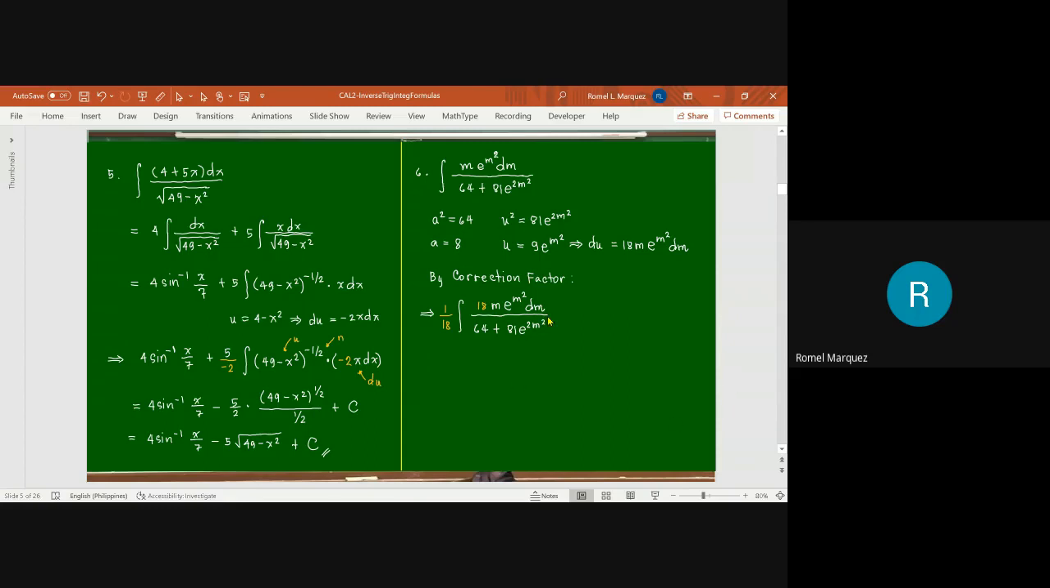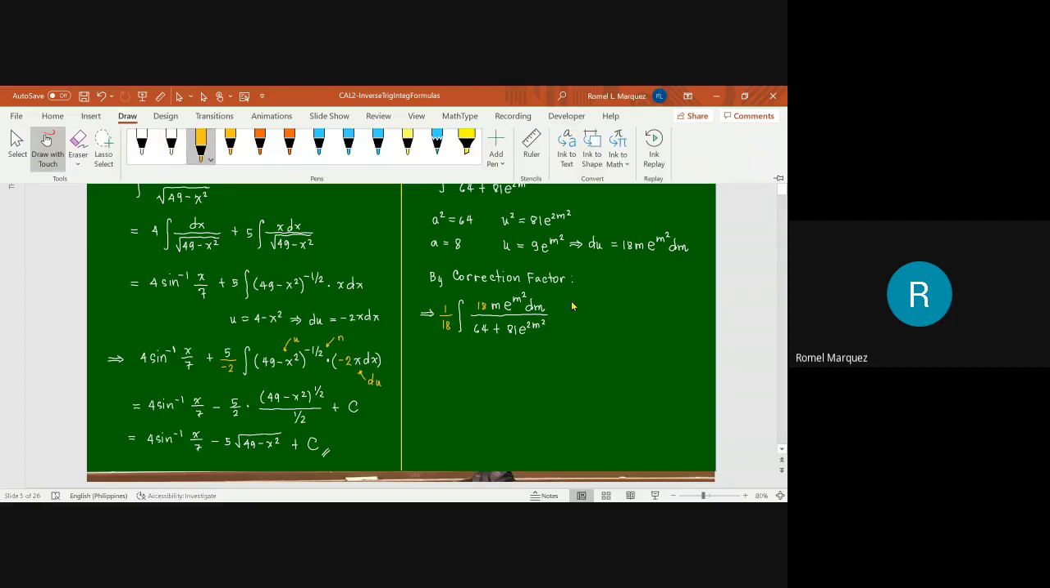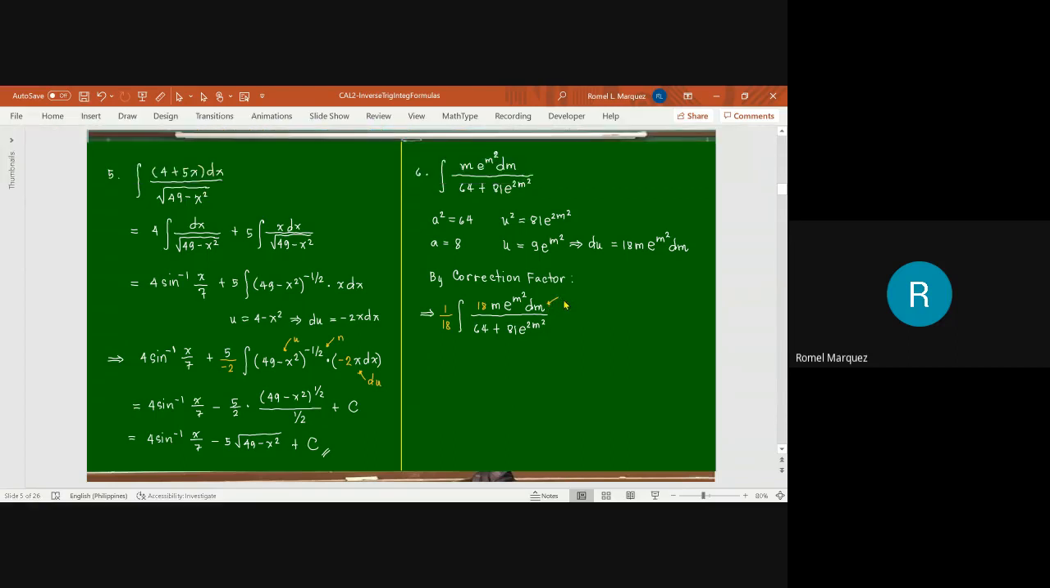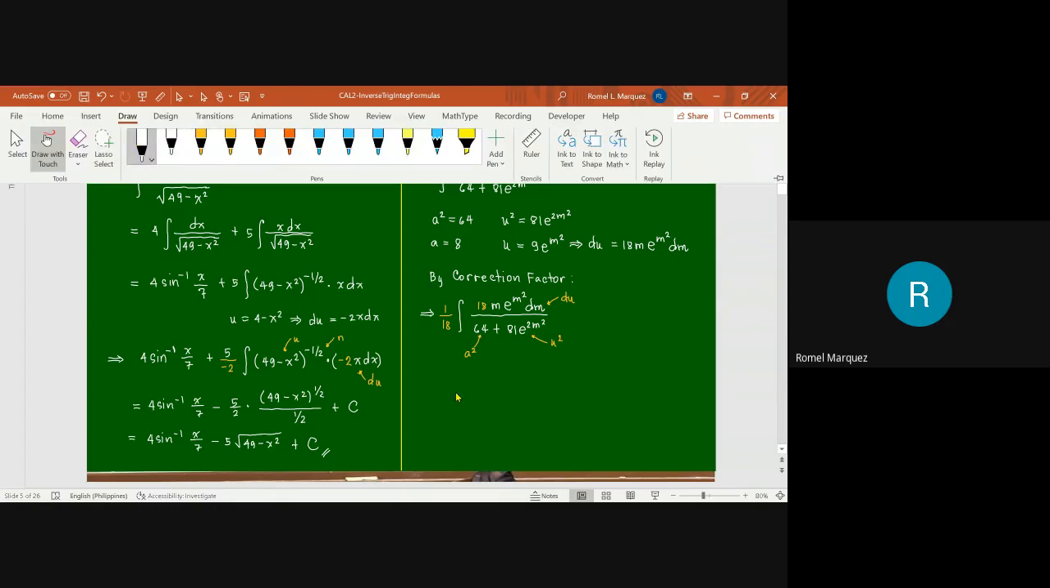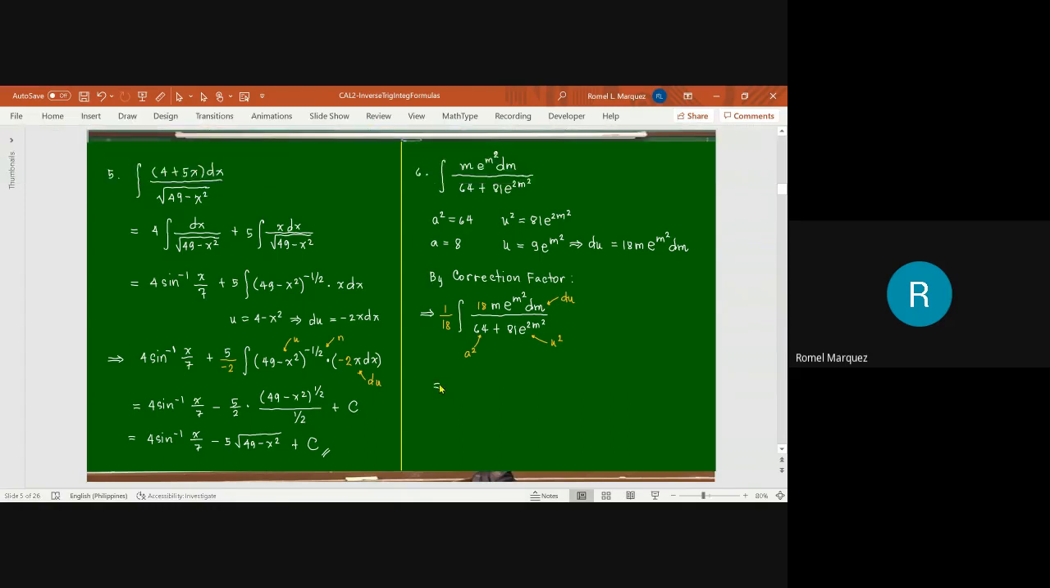Okay. What's the answer here, guys? How do we read this, children? What is the numerator? And this is du. What is this, guys? U squared. What is 64? A squared. We have identified already all the parts. So integral of du over a squared plus u squared. What's the answer, children?